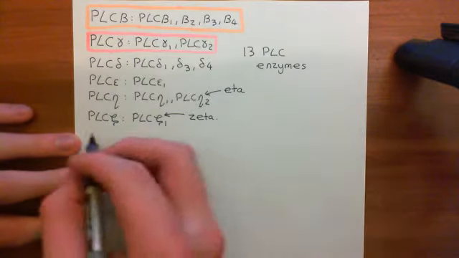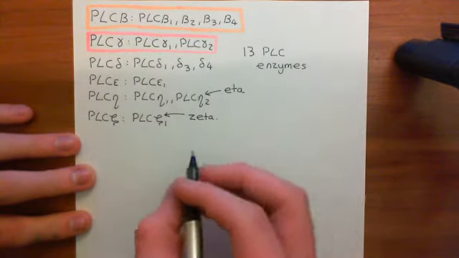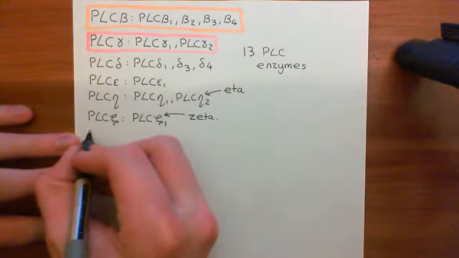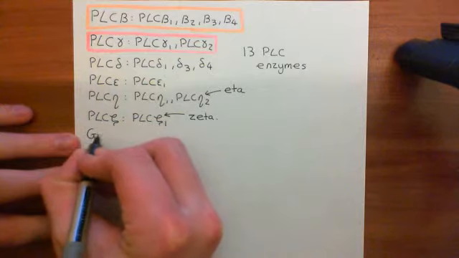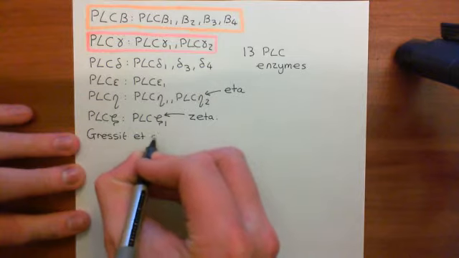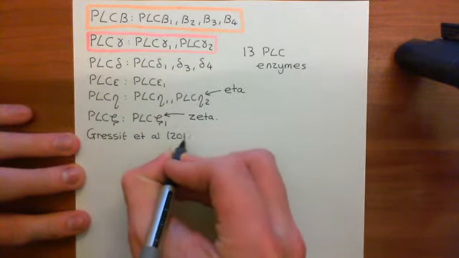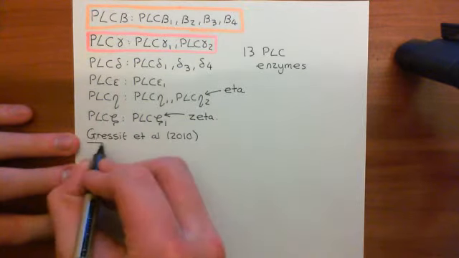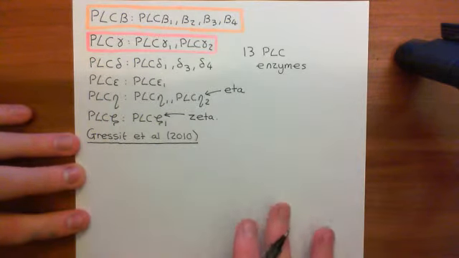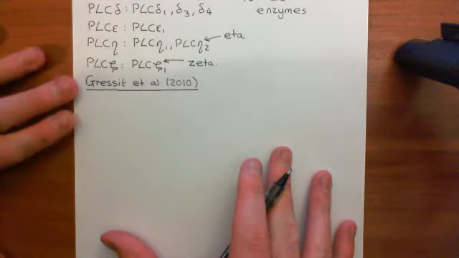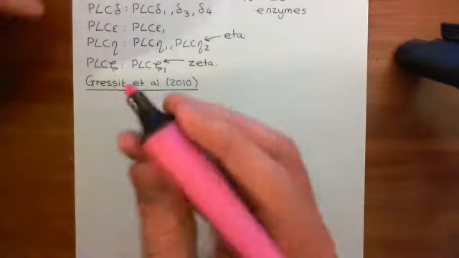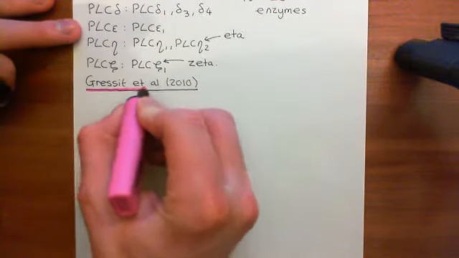Now, you will struggle to find this information within a textbook, so I'm going to reference the paper I got it out of. The paper I got this information from is Gressett et al., written in 2010. The primary author was Gressett, but there were a bunch of co-authors as well, and it was a paper written about phospholipase C gamma enzymes and their mechanism of activation, so that's well worth a look. That's the source of my information.